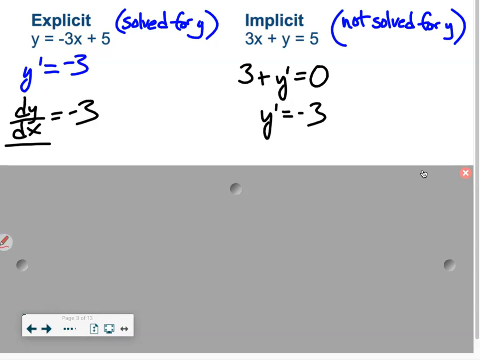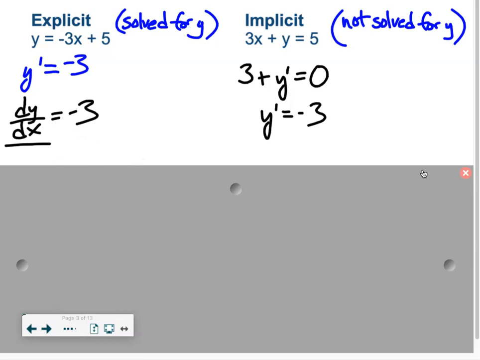But this and this are saying the exact same thing, right? You can take the dx and multiply it to the other side. So anyway, that's what we're going to be doing in maybe a month and a half from now: ripping those dy dx's apart and sticking them on sides and doing stuff with them. But you can't do it if it's a y prime, right?